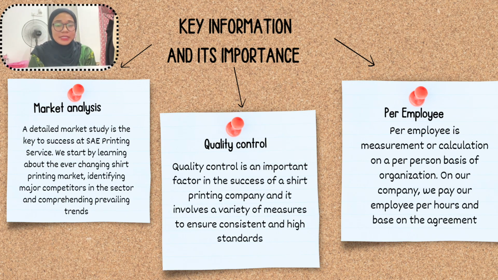Next is key information and importance. First, quality control. Quality control is an important factor in the success of a shirt printing company, and it involves a variety of measures to ensure consistent and high standards. It begins with evaluating raw materials for defects and variations, such as black shirts and printing material.